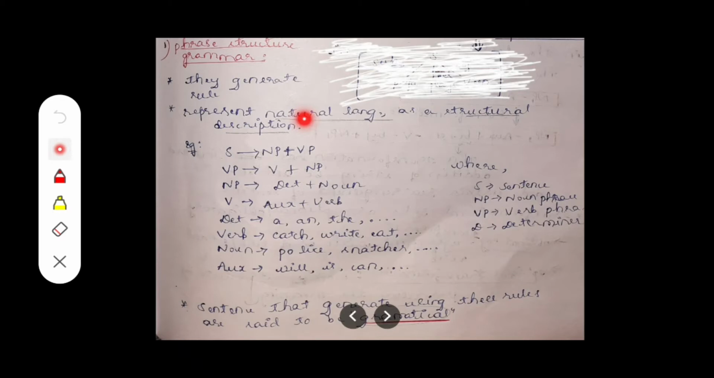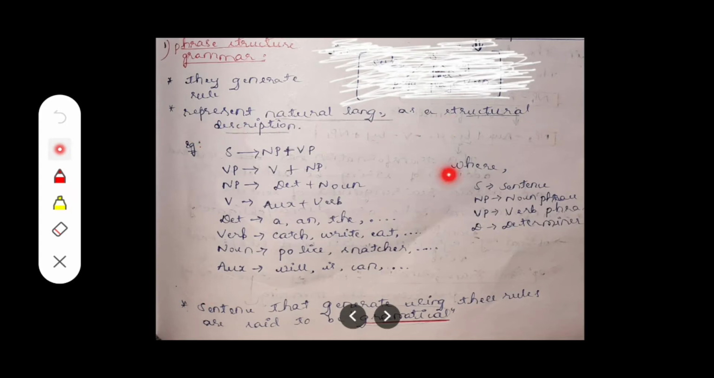And also, phrase structure grammar represents the natural language as a structural representation, or a structural description. The natural language is nothing but the language that we humans speak. So we represent this natural language in terms of structural description. In the previous video I took "Pooja plays Veena," which is a natural language sentence, and I represented it using a tree-like structure. That is the structural description, right? So this phrase structure grammar is going to represent the natural language as a structural description.